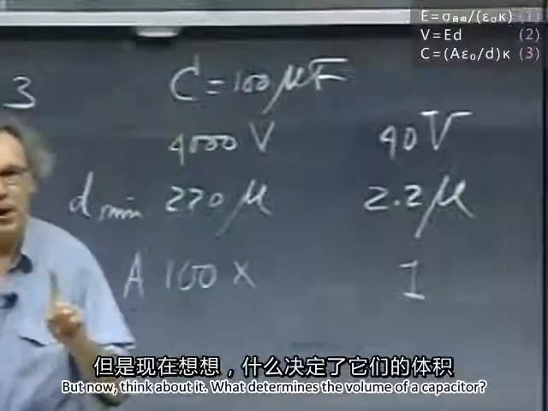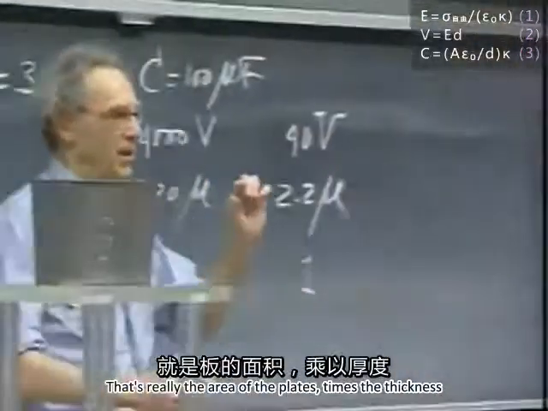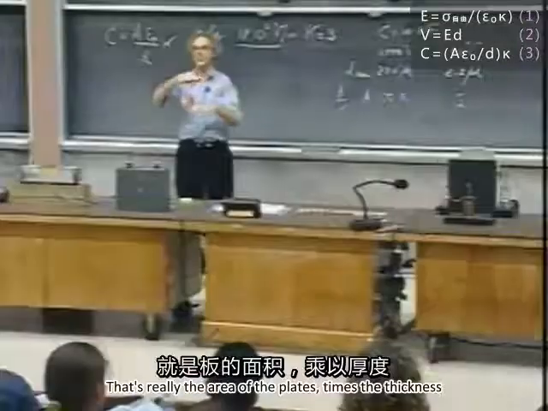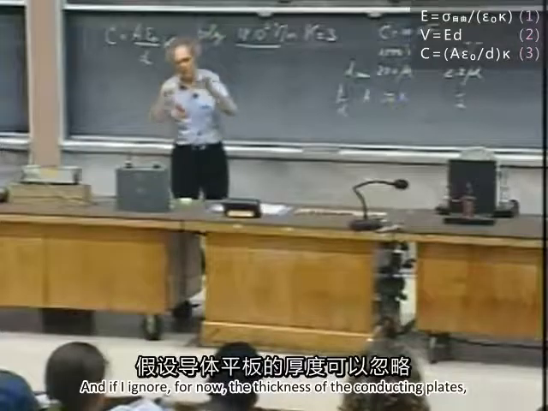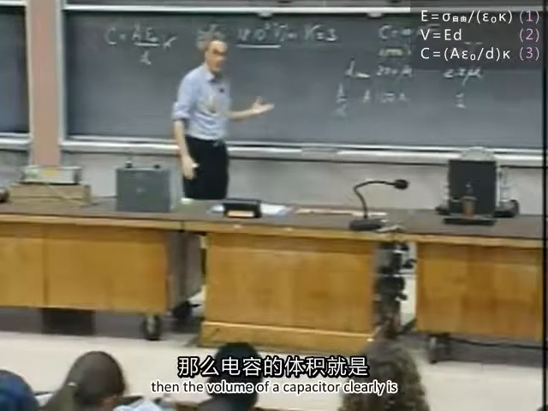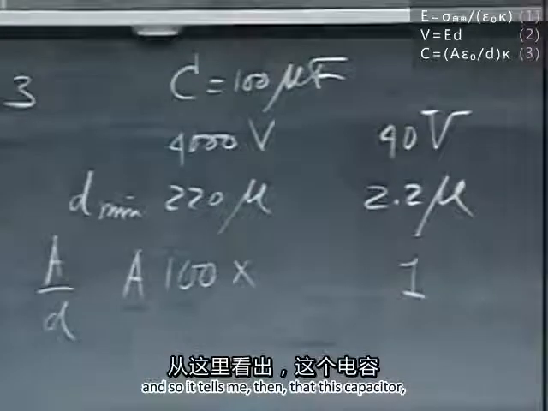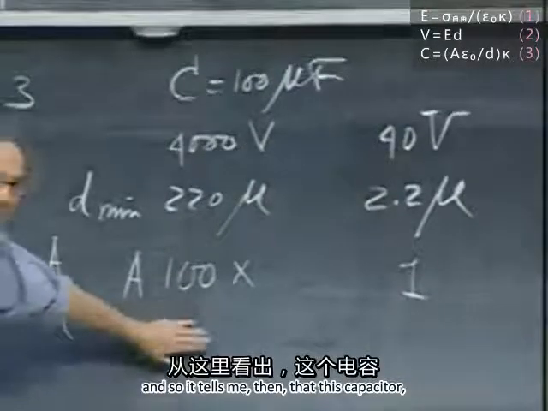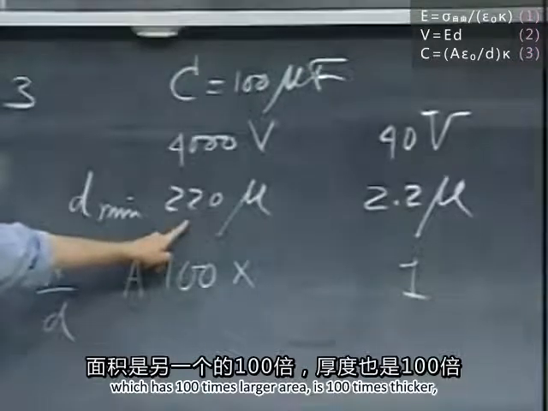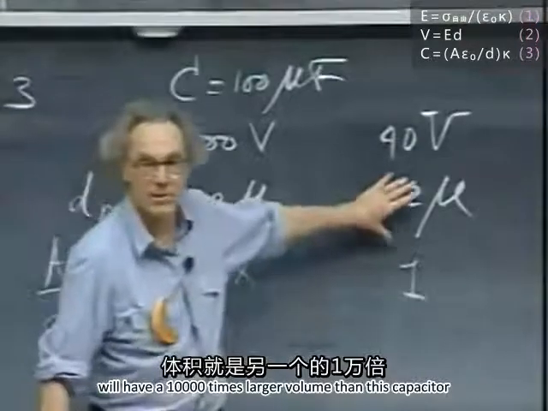But now think about it. What determines the volume of a capacitor? That's really the area of the plates times the thickness. If I ignore for now the thickness of the conducting plates, then the volume of a capacitor is the product of the area and the thickness. And so this capacitor, which has 100 times larger area and is 100 times thicker, will have a 10,000 times larger volume than this capacitor.